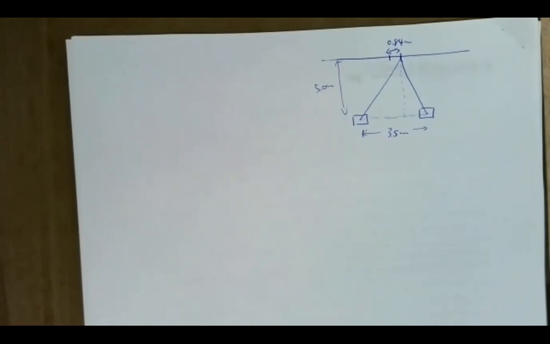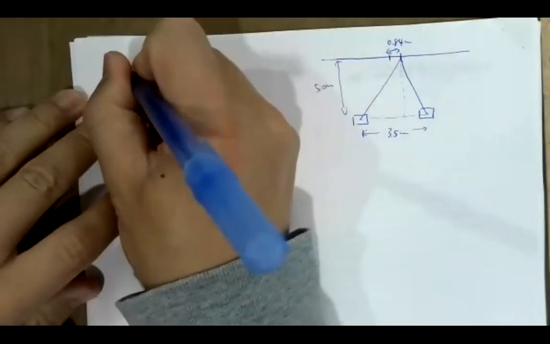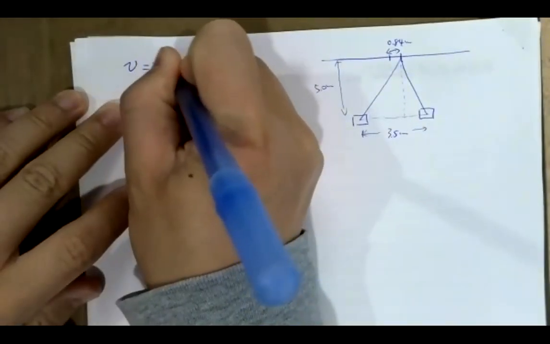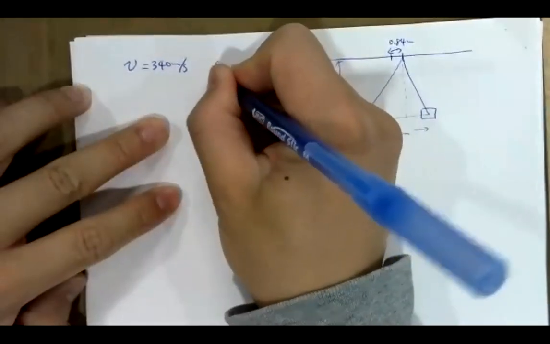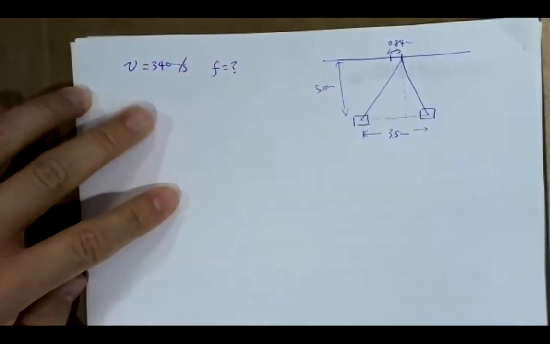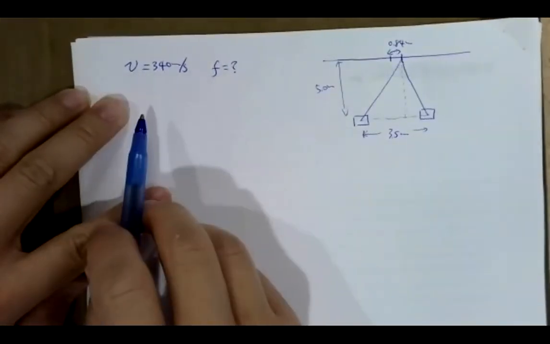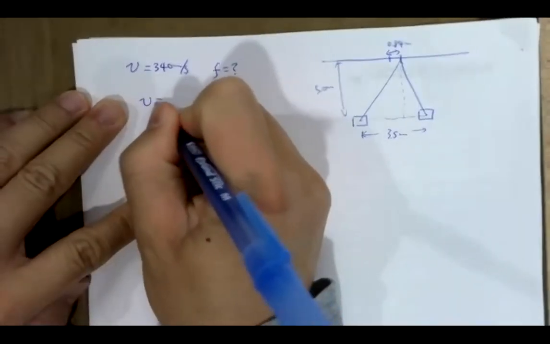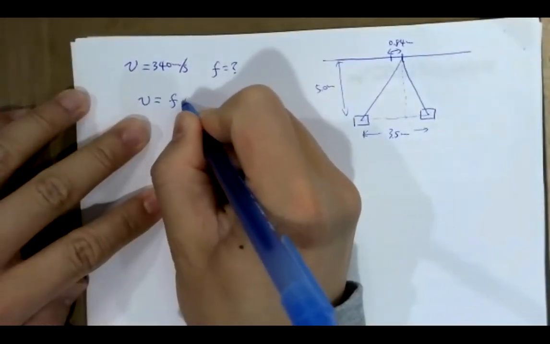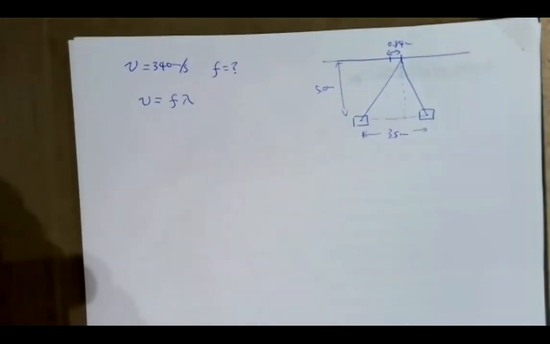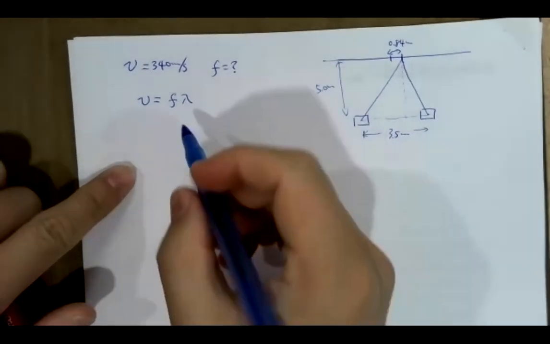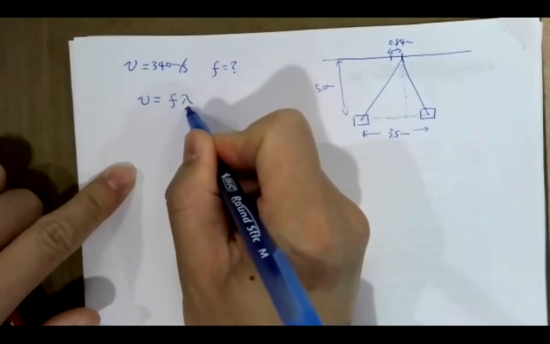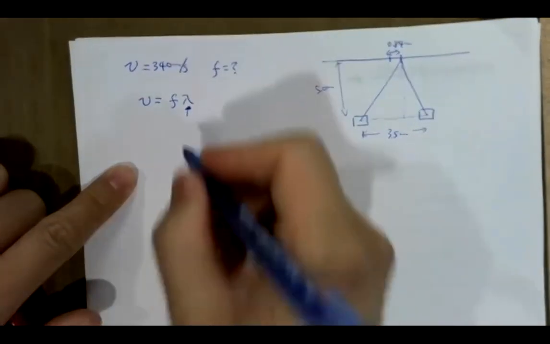So it tells you the speed of sound is 340 meters per second. Okay, so that's your speed of wave. It's asking you what will be the frequency of the sound. Now you can relate these two quantities because the speed of sound is equal to the frequency times the wavelength. So then you are looking for the frequency, which means you need to figure out your wavelength. So how do you figure out your wavelength here?